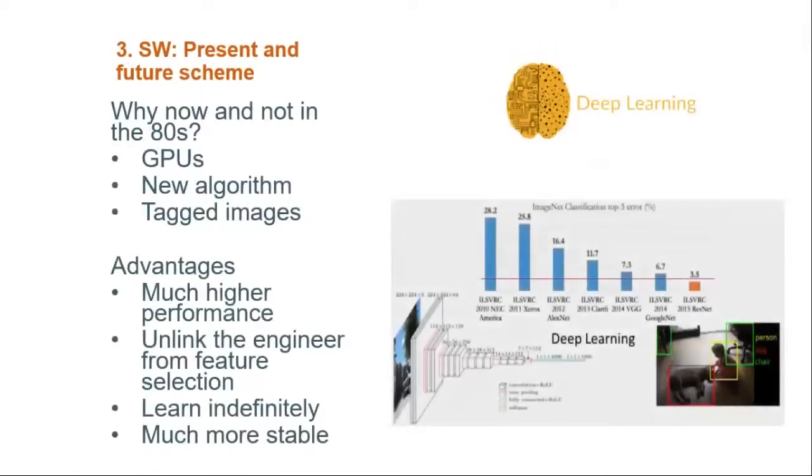Okay, and why now and not in the 80s? We used to use neural networks in the 80s. There are three main aspects that have changed these years. First of all, GPUs, a way of parallel processing at low cost and with very high computational capabilities. There have been companies related to video games and graphics that have developed this kind of GPUs. They are cheap and they are very powerful.